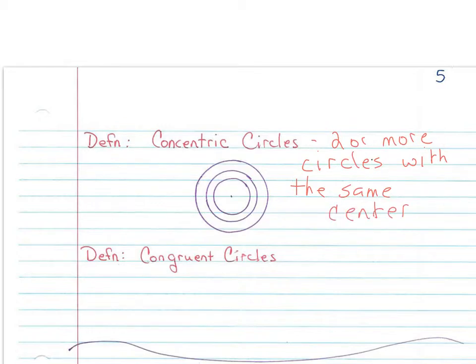Okay, can you think about congruent circles? Congruent circles have congruent radii. That's how you know you have congruent circles. If their radii are congruent, then the circles are congruent. Different length radii means that you do not have congruent circles.